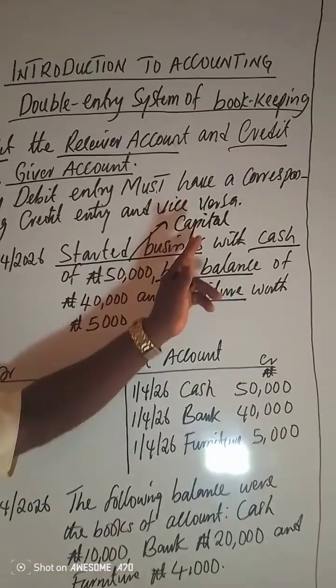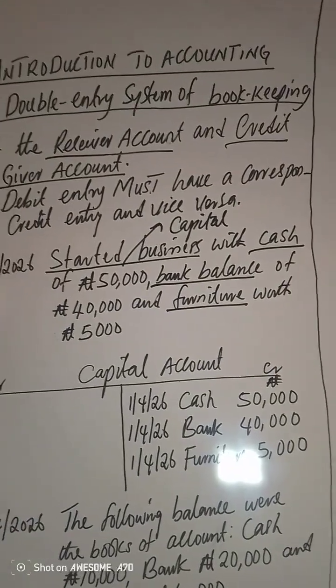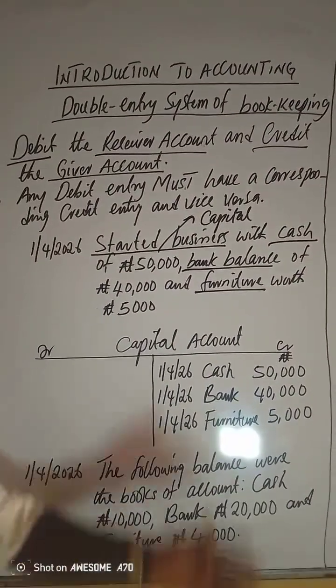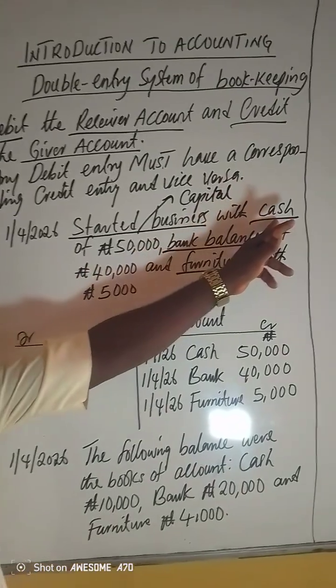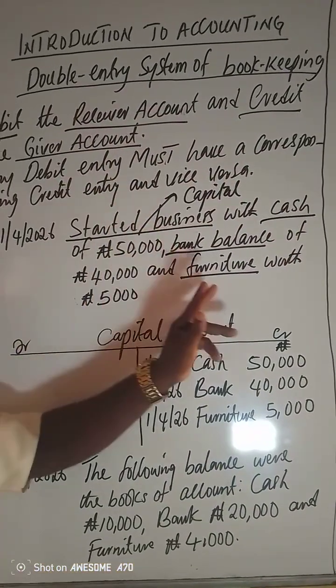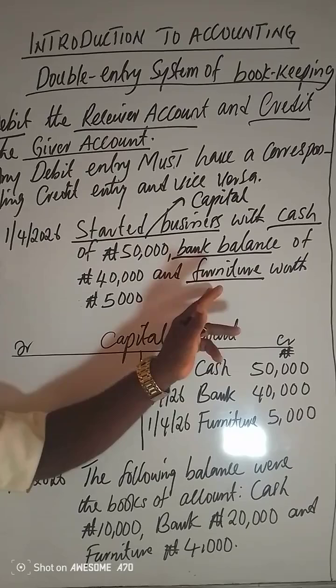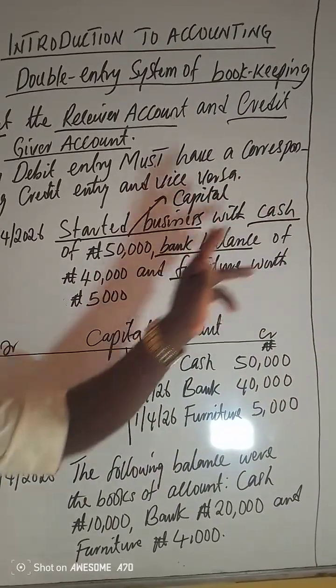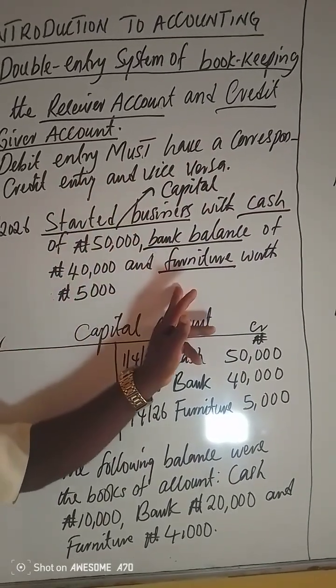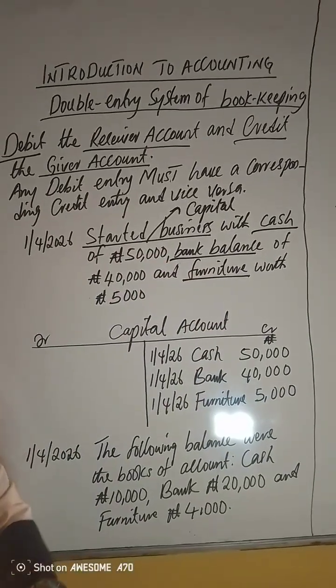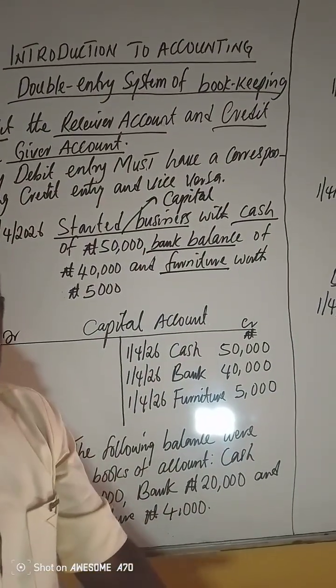Now, the owner is giving capital in the form of what? Because that capital must be in the form of something. Then the capital is in the form of cash, in the form of bank, and in the form of furniture. Therefore, the receiver accounts become cash, bank, and furniture. It means the business is receiving cash, and cash becomes the receiver account.